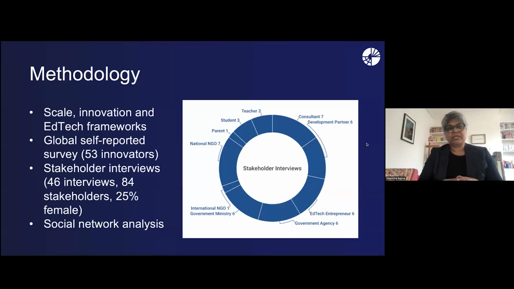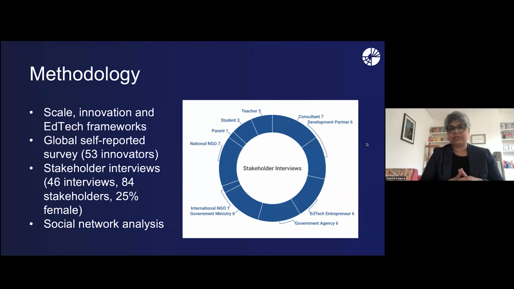In terms of methodology, as I mentioned, we used a systems approach, and this included two parts of the study. One was a global self-reported survey from EdTech innovators. The condition being that the EdTech innovations had to be implemented within Bangladesh for at least a year, would have to have a minimum of 1,000 beneficiaries, but they could have developed this anywhere. So you could have developed an innovation in the US, but it was being implemented in Bangladesh. That would be considered as part of the study.